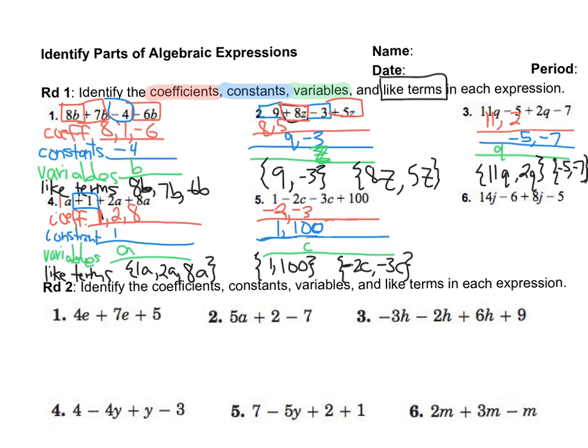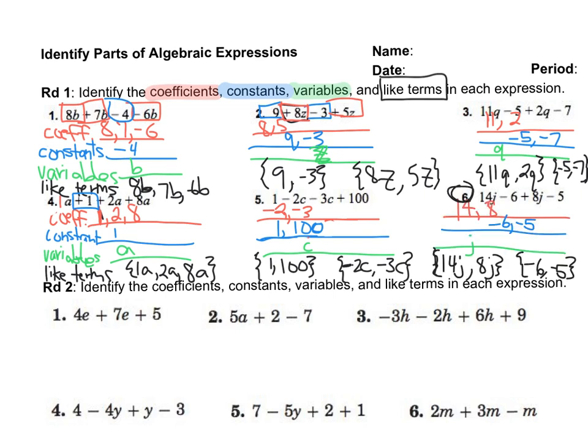Okay, we're going to do one more check for understanding. Then after this, you guys are on your own, so do your best to get this figured out. Problem 6, same task. All right, go ahead and check your work.